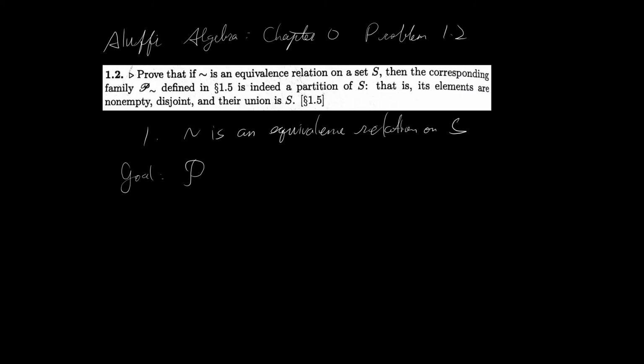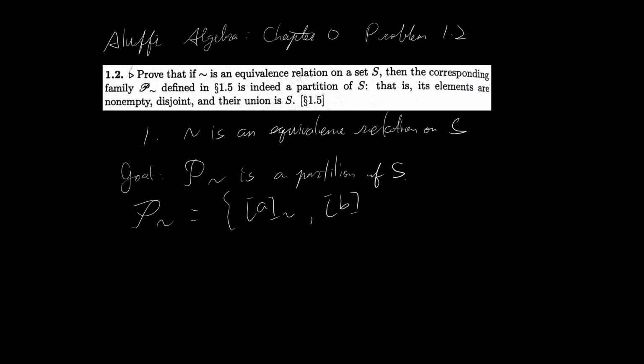the family P is defined, is a partition of S, and we'll talk about how it's defined in the book. So this family is actually equal to the set of the equivalence classes of the elements of S for some A, B members of S.